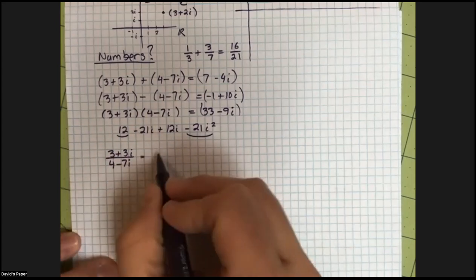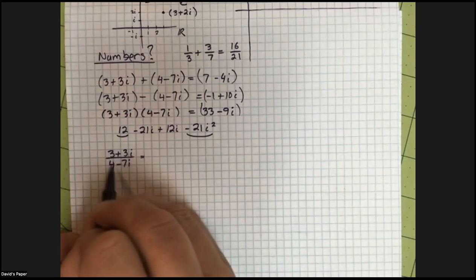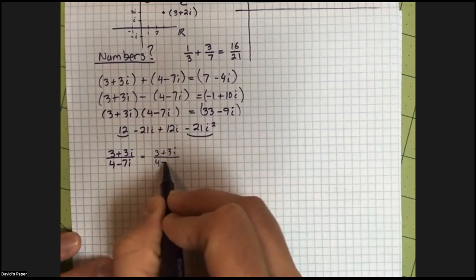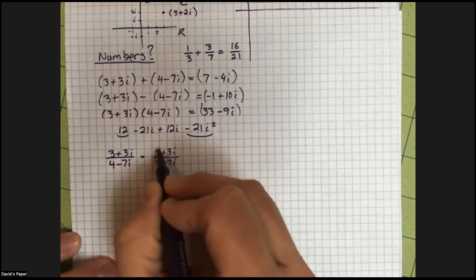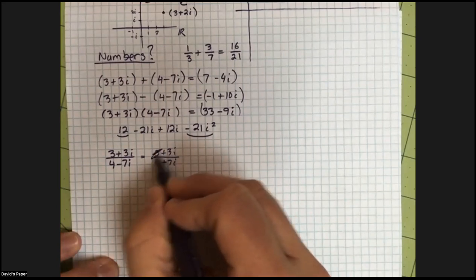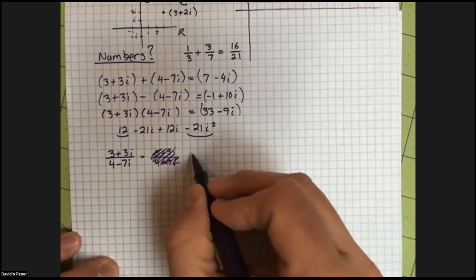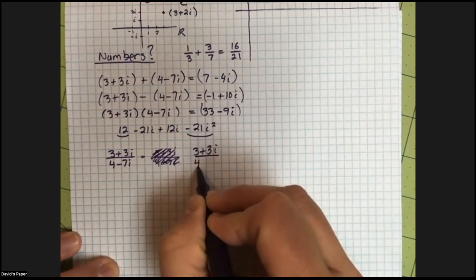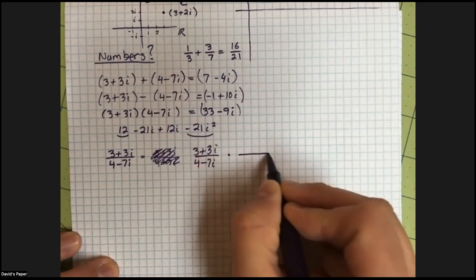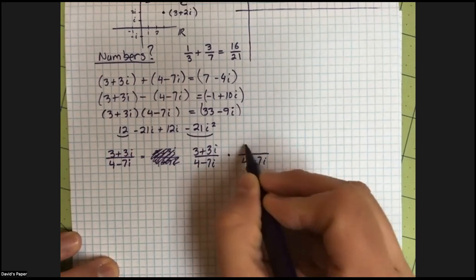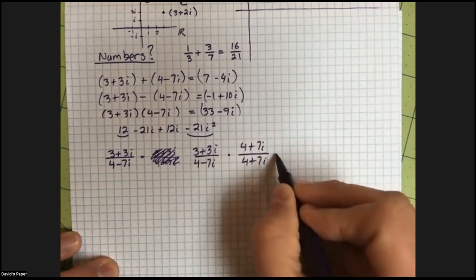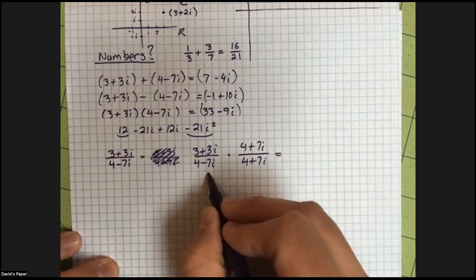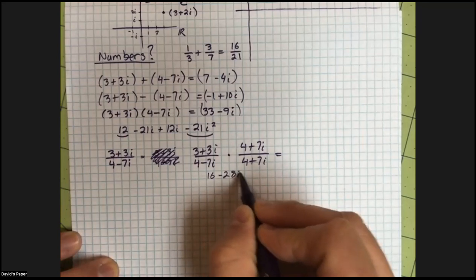If you want to divide two complex numbers, you're having a hard time writing in standard form. So you multiply on the bottom by this little helper, 4 plus 7i. Let me rewrite this neatly. 3 plus 3i divided by 4 minus 7i. What I do is multiply top and bottom by 4 plus 7i. And this is more sophisticated and useful than people think, because on the bottom, I get 16 minus 28i plus 28i.